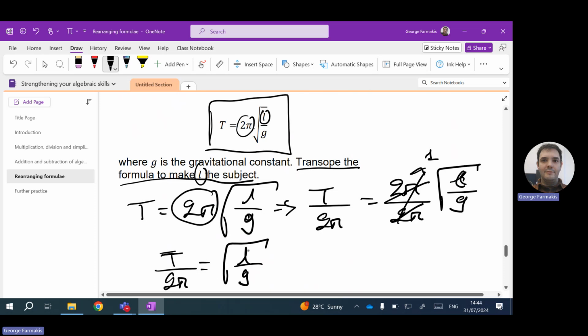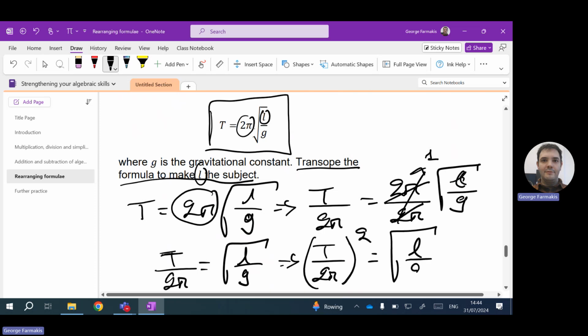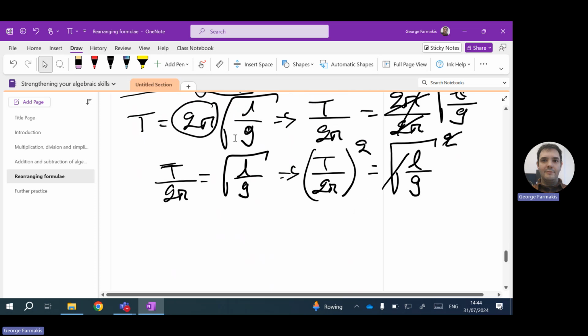Now, what is the opposite to the square root? Is the square. Okay, so now if I take the square, it will cancel the square root. So if I take the square, so the period over 2 pi to the square is the square root of L over g to the square. But square and square root, I can simplify. So we have period over 2 pi to the square equals L over g.